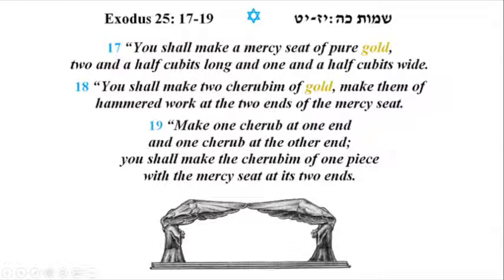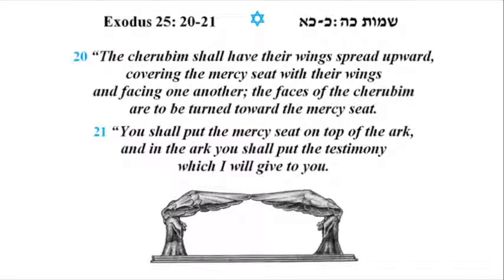You shall make the cherubim of one piece with the mercy seat at its 2 ends. The cherubim shall have their wings spread upward, covering the mercy seat with their wings and facing one another. The faces of the cherubim are to be turned toward the mercy seat. You shall put the mercy seat on top of the ark, and in the ark you shall put the testimony which I will give you."